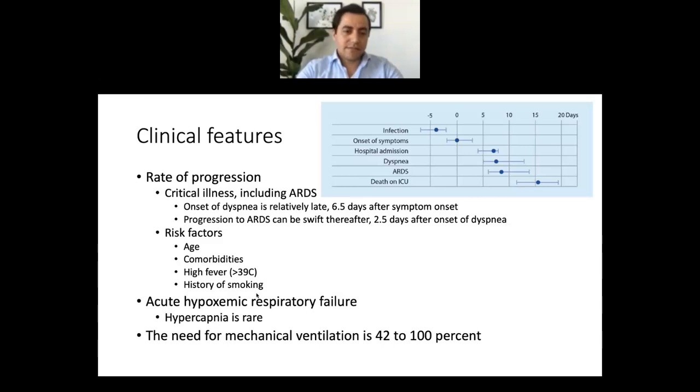The disease itself can be described as acute hypoxemic respiratory failure. We rarely see patients who are hypercapnic. This is due to the high lung compliance at the start of the disease. Of the critically ill COVID-19 patients, 42 to 100% require ICU admission for mechanical ventilation. This is dependent on the availability of resources and the region of the world where the patient originates from.